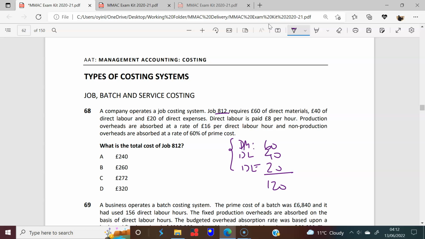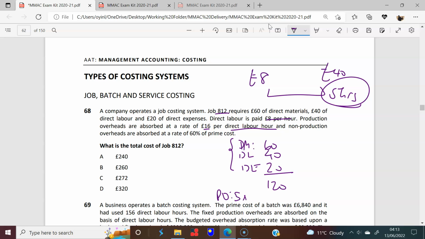Then you're also told the value of direct labor because the question says production overheads are absorbed at a rate of £16 per direct labor hour. If you're paying someone £8 an hour and you're paying a total of £40, you therefore need 5 hours of labor. So the production overhead is 5 times 16, which is equal to 80.